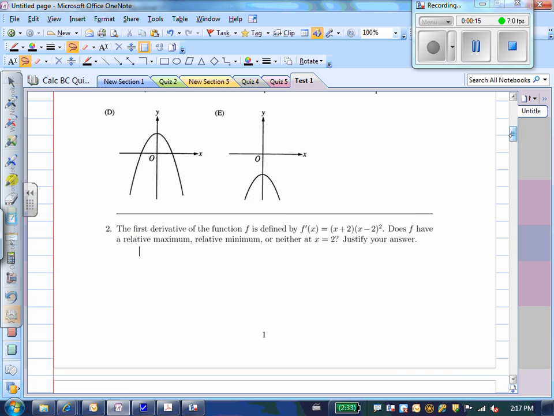The first issue I had was with problem number 2. Most people were okay with it, but the only little detail you have to remember is to label your sign chart. Not everybody did that, and you did lose points if that was the case.